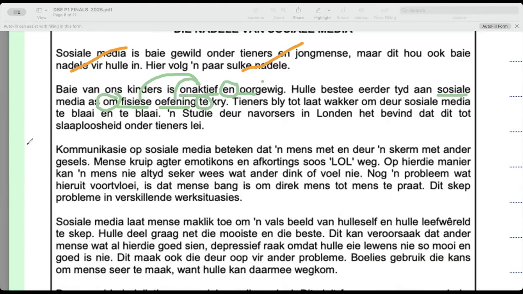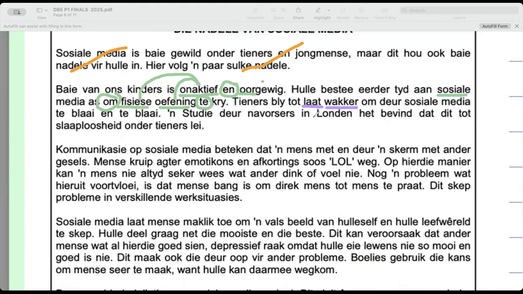Then with the second one here, I just want to give you another example. Tieners bly tot laat wakker om deur sosiale media te blaai en te blaai. 'n Studie deur navorsers in Londen het bevind dat dit tot slaaploosheid onder tieners lei. So now, tieners bly tot laat wakker, even if you don't know what wakker means, you know it's to do with staying up late because of social media.